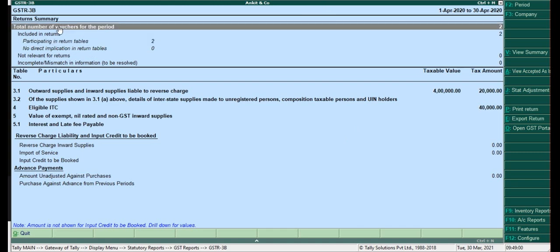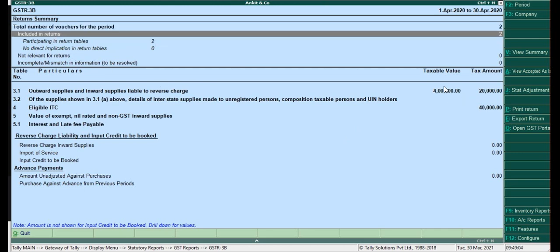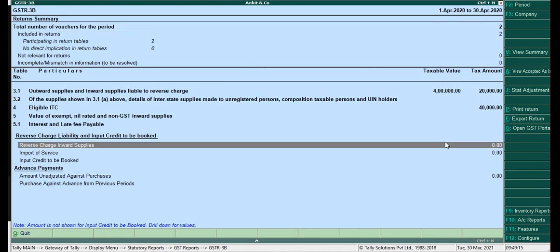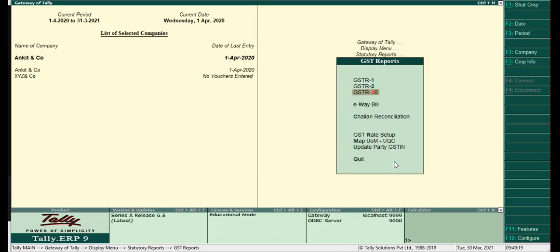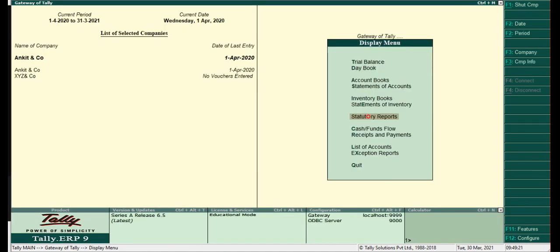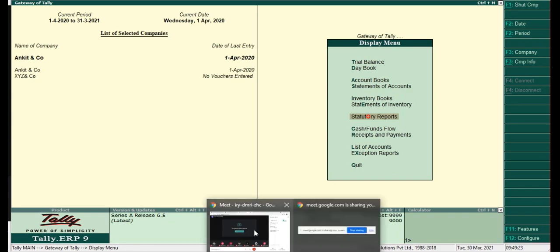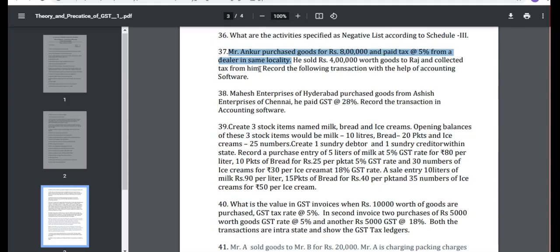Total number of vouchers for the period, 2 vouchers, included in returns 2 vouchers. Okay, so this is 4 lakhs. Note: account is not shown for input credit to be booked. Drill down for values. Okay, so these are the reports you have: purchase voucher, sales voucher. Okay, next, this question is done.